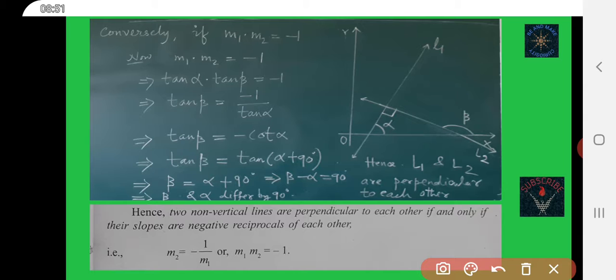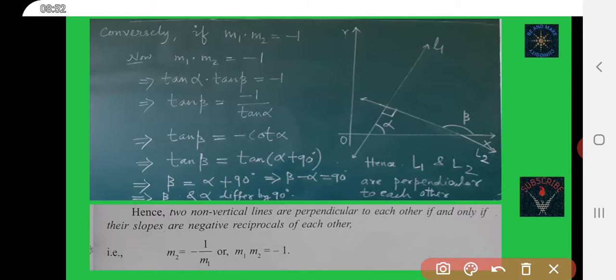Transposing alpha to the left side, then you get beta minus alpha is equal to 90 degree. That means beta and alpha differ by 90 degree. So L1 and L2 are perpendicular to each other, perpendicular to each other.